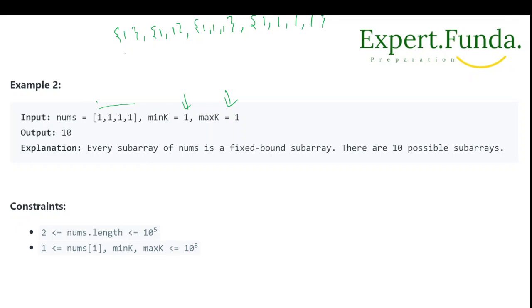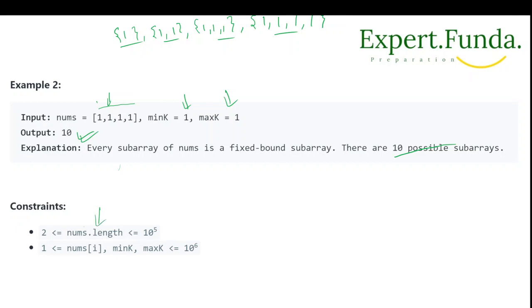So how many do we have? 1, 2, 3, 4. These combinations become fixed bound subarrays for every element as well. So total possible, it will become 10 subarrays, and that's why the output will be 10. Similarly, it is saying that the constraint, the constant number of length is what?